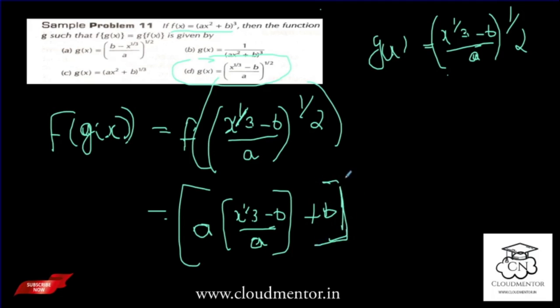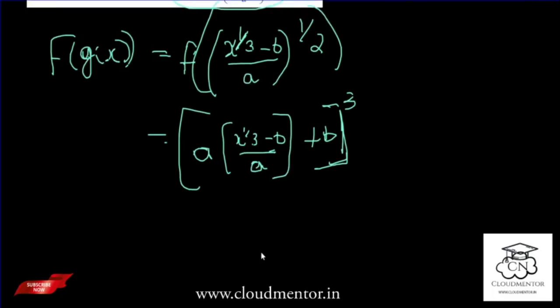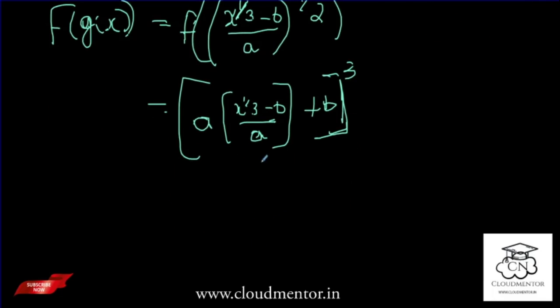Man, my pen is really bad. Raised to 1 by 3, oh, raised to 3. Okay, so this is what we got, and now solving this we get the b a cancelled out, and minus b and plus b cancelled out, and x raised to 1 by 3, the whole raised to 3, that will be equal to x.